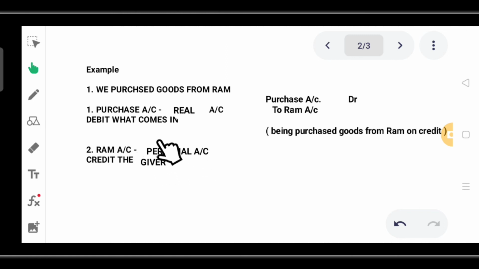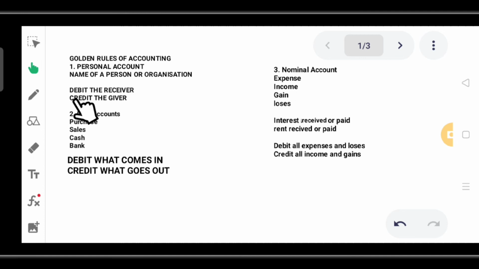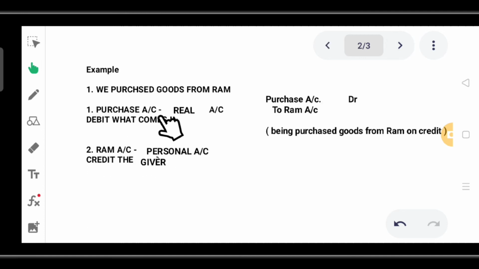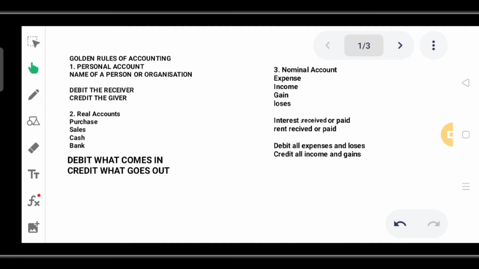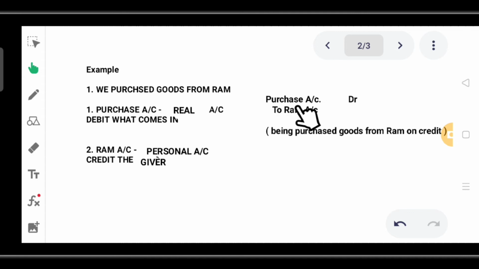Now you have to apply the rules. Here Ram is what? He is the giver. He is giving us goods. So what's the personal account rule? Credit the giver. For purchase, a real account, the rule is debit what comes in. From our business point of view, goods are coming in, so debit what comes in. So we write the entry as: purchase account debit to Ram account, being purchased goods from Ram on credit, because they have not mentioned it as by cash. They have just given it from Ram. If it is mentioned as by credit it is credit, and if it is not mentioned, we also have to take it as credit.